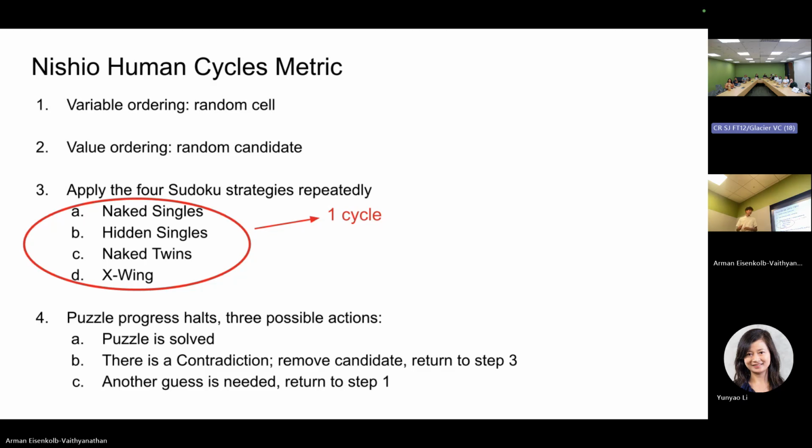Once you make the random guess, the solver applies the 4 strategies repeatedly, once each and in this order. So once X-wing has been applied, the solver goes back up and applies naked singles. The application of the 4 strategies once is 1 cycle. Once the solver finishes applying X-wing and goes back up to apply naked singles, a new cycle starts.